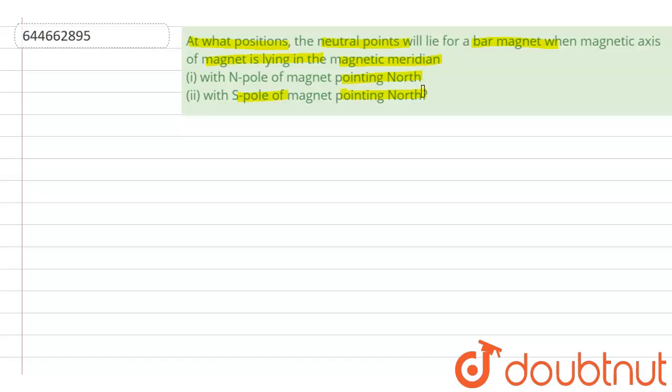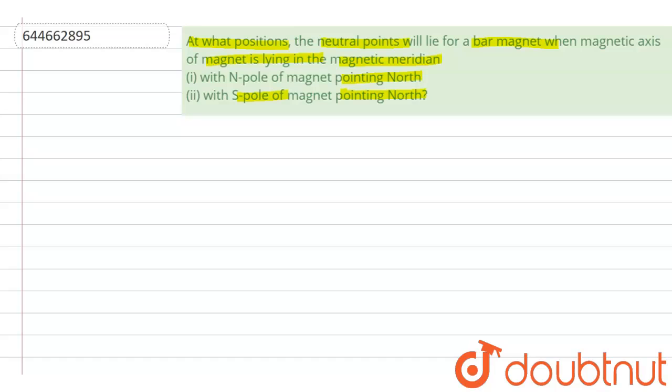So basically, what are neutral points? Neutral points are those points at which a magnetic material placed there will not experience any force. That means the net force acting at that point on a given body will be equal to 0. Now why will it be equal to 0? Because there will be equal and opposite forces acting on it.